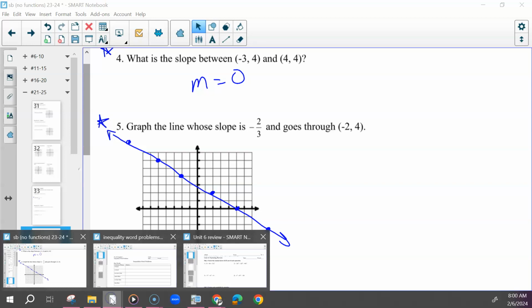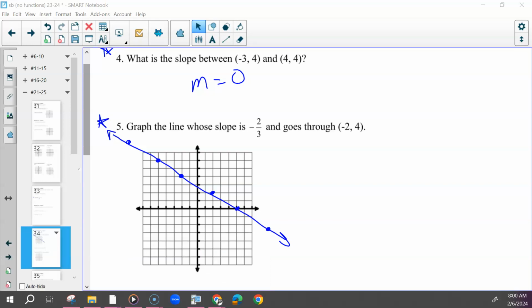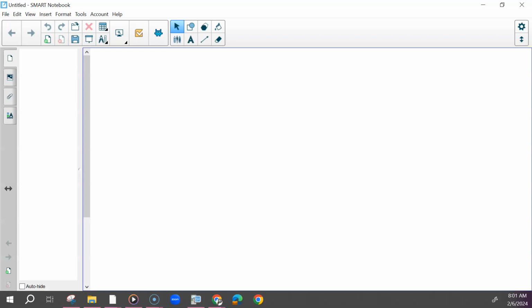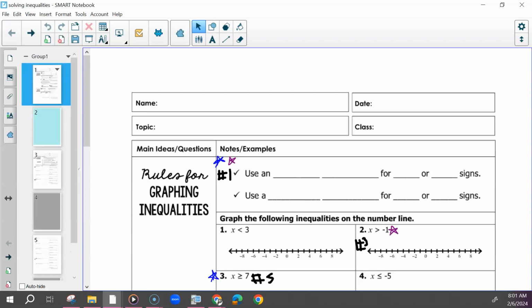So on your notes, this unit is on inequalities. Some of this stuff you will know, some of it you won't, and it'll be new to you. At the top, it says use open circle. You gotta write open circle while I'm getting this to load. Or less than or greater than signs.